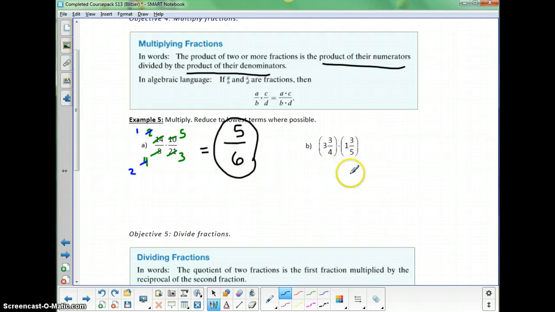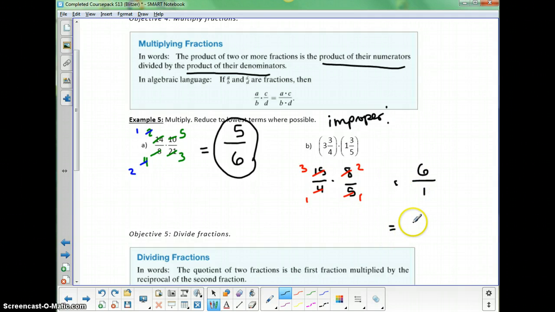Okay, so look at the next one. Alright, the next one is 2 mixed numbers. Mixed numbers cannot be multiplied. These must be turned into improper fractions. Okay, so let's make them improper. So 4 times 3 is 12, plus 3 is 15/4, times 1 times 5 is 5, plus 3 is 8/5. So let's reduce. 4 goes into 4 once, 4 goes into 8 twice, 5 goes into 5 once, 5 goes into 15 3 times. So I have 3 times 2 is 6, 1 times 1 is 1, 6 over 1 is not simplified because 1 does go into 6 times. So my final answer on this one is 6.